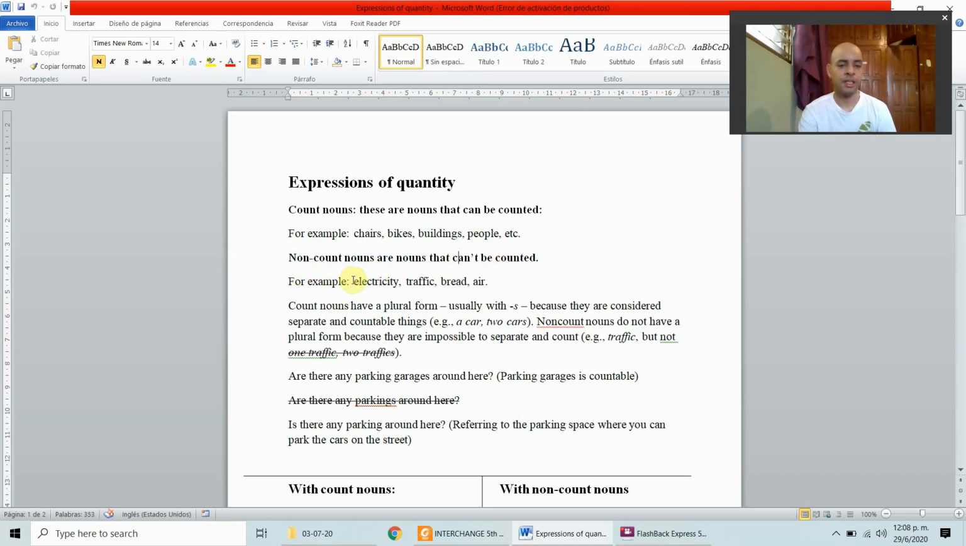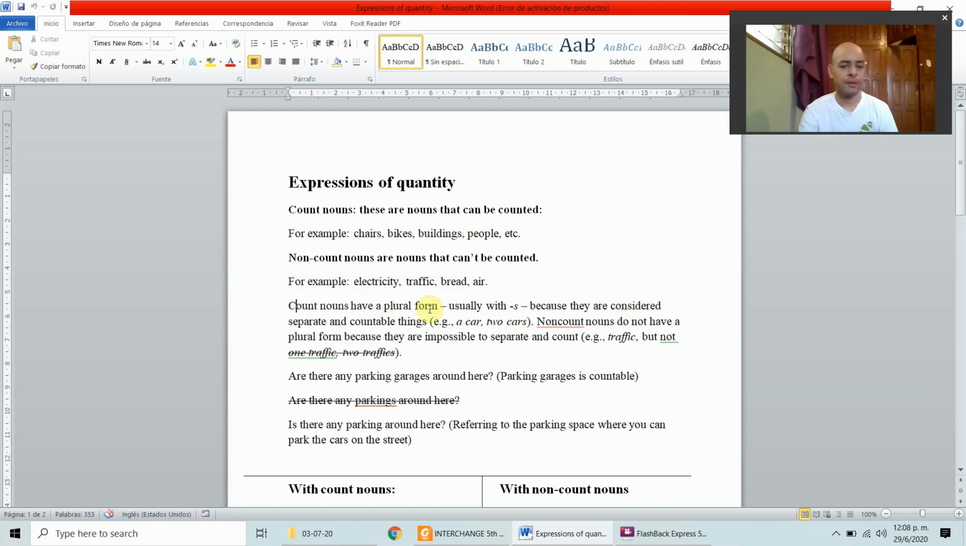You can separate these nouns. You can separate, for example, water. You can separate chocolate, but they cannot be counted. You can separate milk, but you cannot count milk. Other examples are electricity, traffic, bread, or air. These nouns cannot be counted.